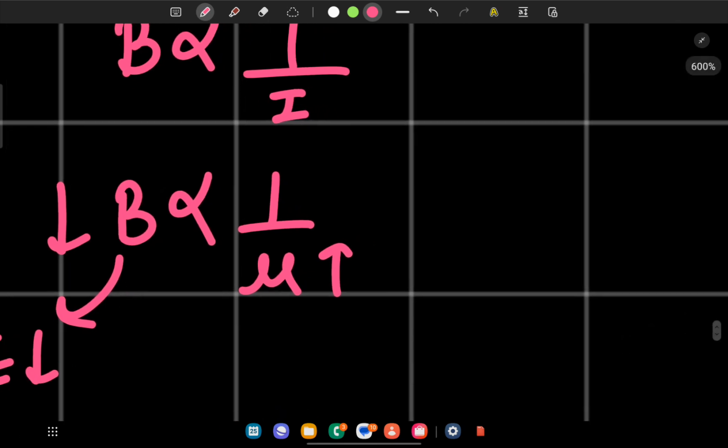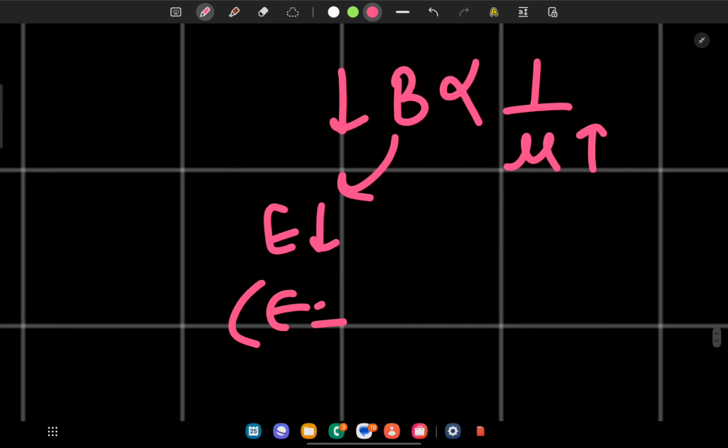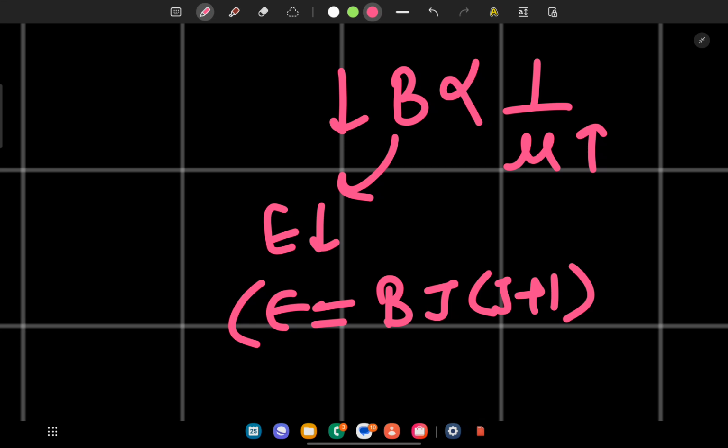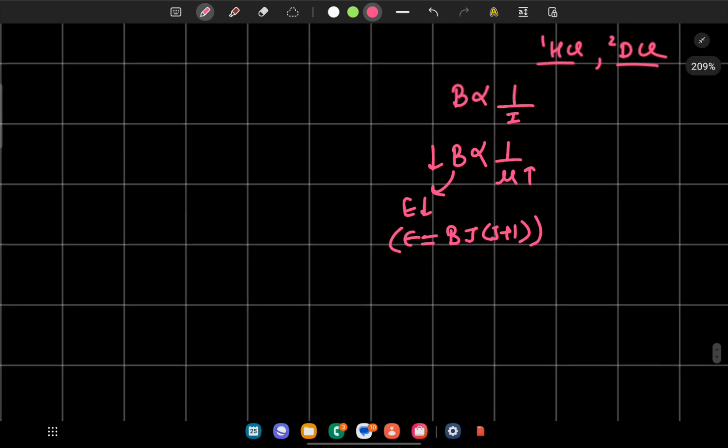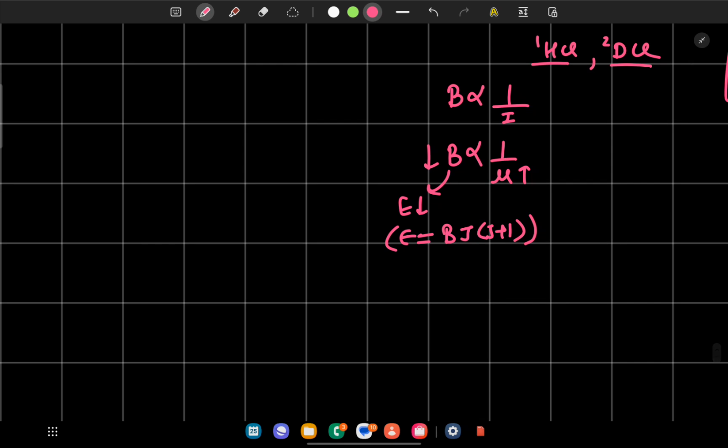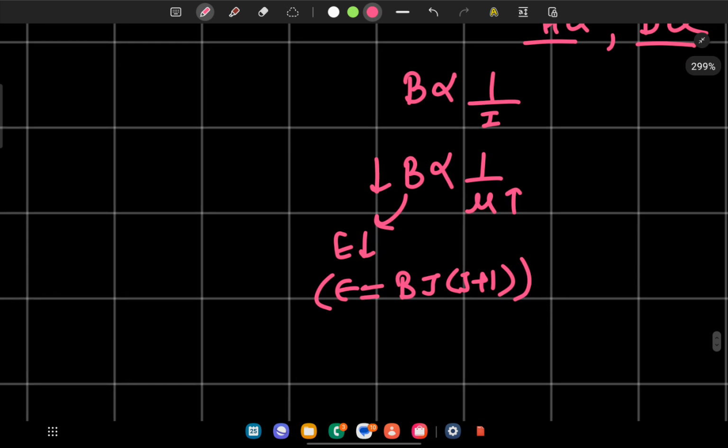Why? Because energy is beta into J into J plus 1, and J into J plus 1 remains constant. So if beta drops down, energy drops down. So if we do isotopic substitution with a heavy isotope, the reduced mass increases, the rotational constant drops, and the energy value also drops. Very straightforward. This is what you should keep in mind while you perform rotational spectroscopy in a laboratory and try to interpret your data.